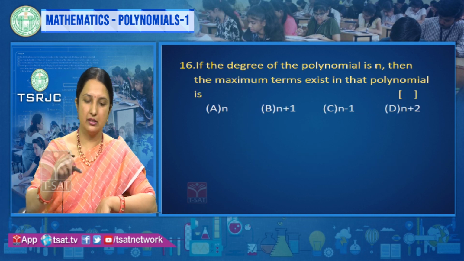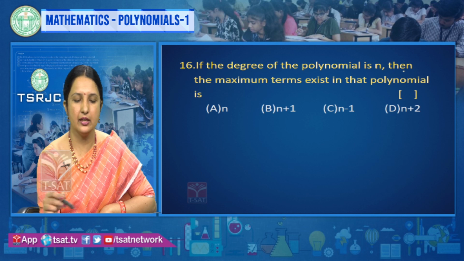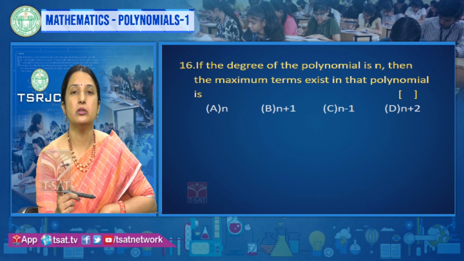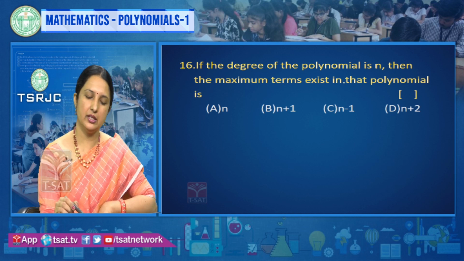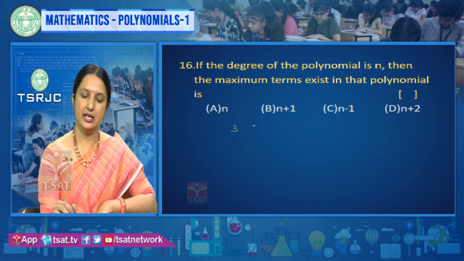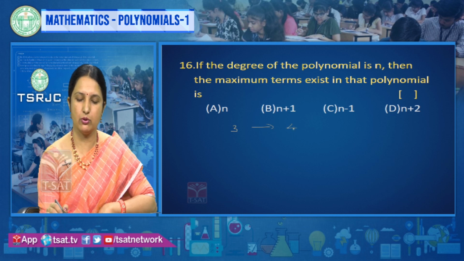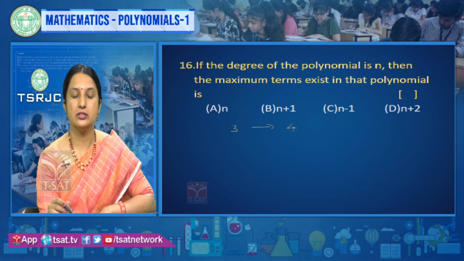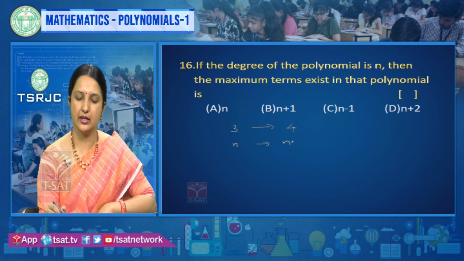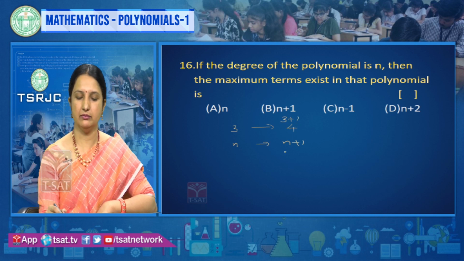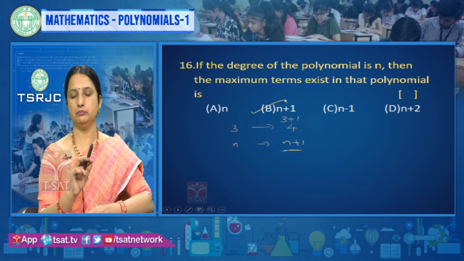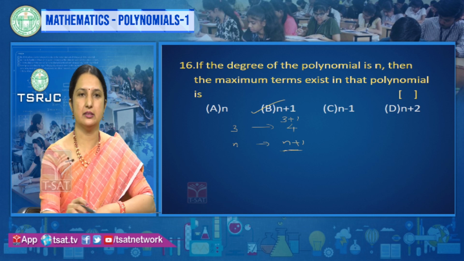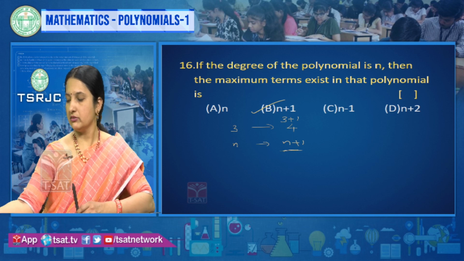Next, question number 16. If the degree of the polynomial is n, then the maximum number of terms in that polynomial is? Compare with question 15: when the degree is 3, the maximum terms are 4. Here the degree is n, so the maximum terms you can get is n plus 1, because 4 means 3 plus 1. So n plus 1 is the correct option. Sometimes the question can be asked indirectly like this.